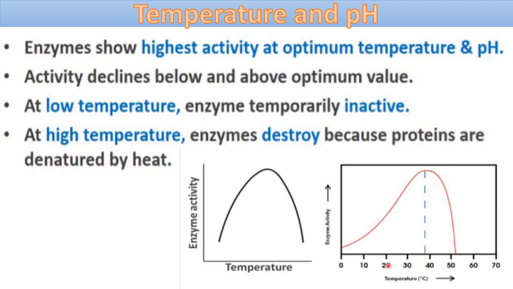You can see it here also, this is temperature in degree Celsius, 0 degree Celsius, 10, 20, up to 70 degree Celsius, shown here. And this is enzyme activity. When we start from 0 degree Celsius, enzyme activity is increasing with increasing temperature. But here nearly 39 degree Celsius is the optimum temperature for this enzyme. And after this, if we further increase the temperature, activity of enzyme decreases.